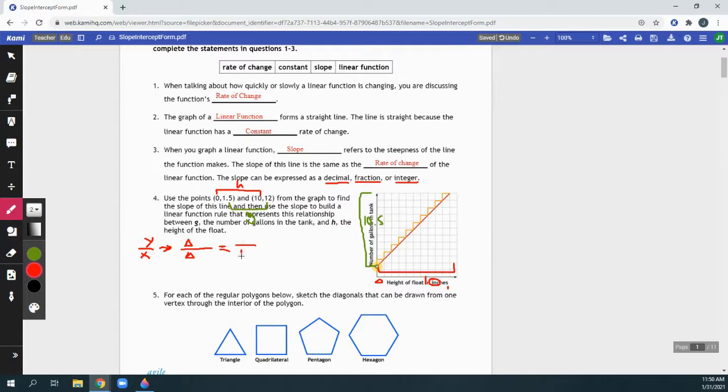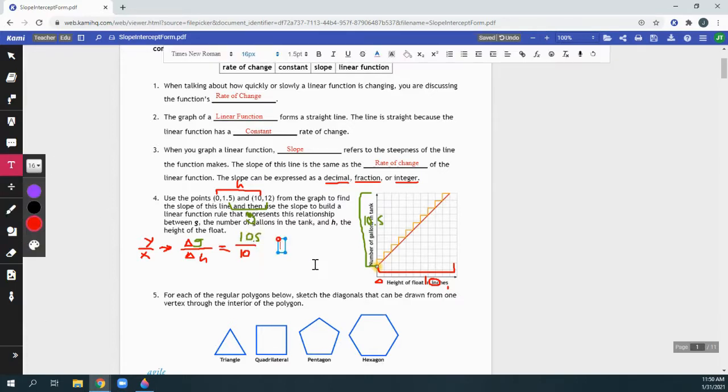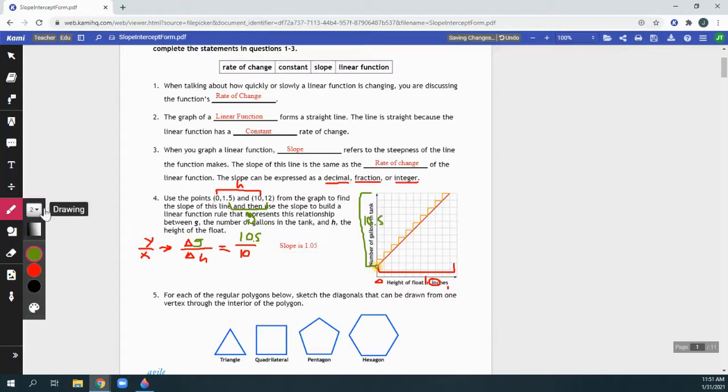So we have 10 on the bottom because that's our x-axis. And we have h on the bottom. G is on the top because it's our y-axis. That's keeping track of gallons, 10.5. And so the slope is just how much y changes divided by how much x changes, which is 10.5 divided by 10, that's 1.05. And that's good. Let's circle that guy. Oh, that's a great circle.